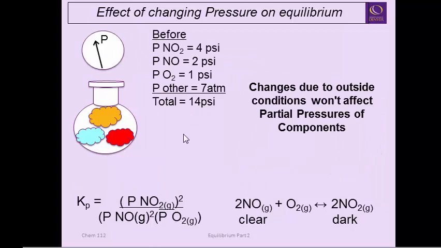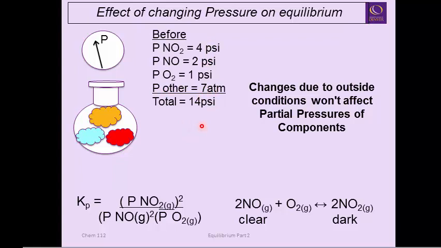All right, so let's look at this first scenario. So it's the same thing. Basically all we're doing is, and here's an example, I've actually put real numbers in here. The partial pressure of NO2 is 4 psi. Partial pressure of NO is 2 psi. Partial pressure of oxygen is 1 psi. The other, i.e. the air out there, is 7 atmospheres. So altogether, you get a total pressure of 14 psi.